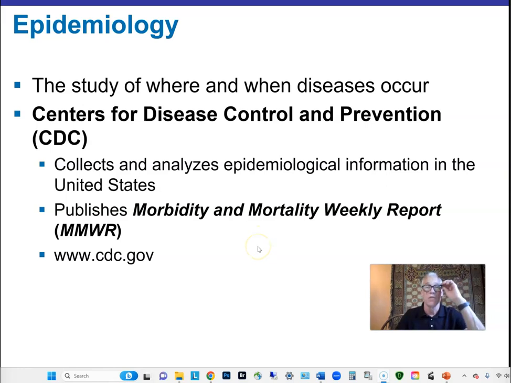The Centers for Disease Control, or more formally Disease Control and Prevention, is a federal government agency that keeps track of epidemiological disease information and makes recommendations for what to do to protect the public health, which is the overall health of the population in the country.